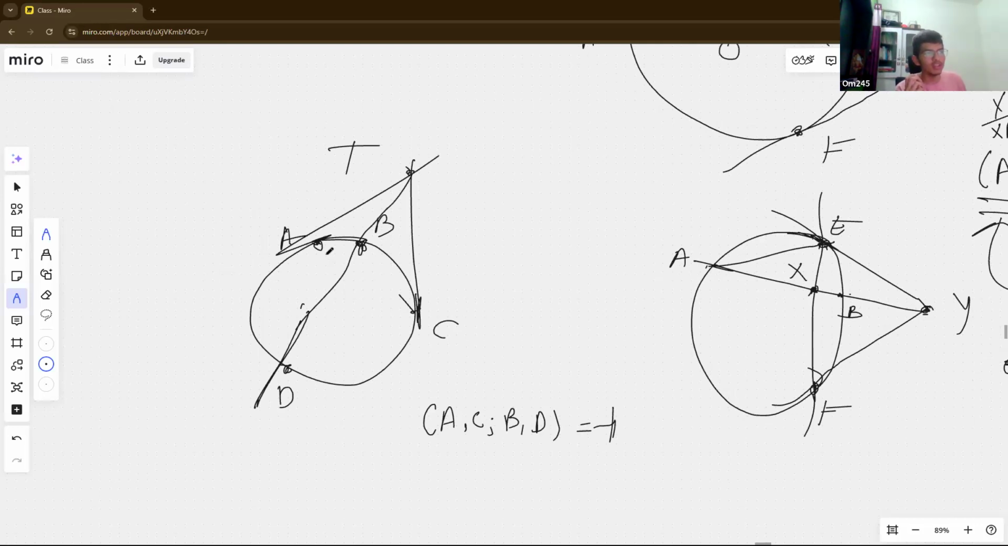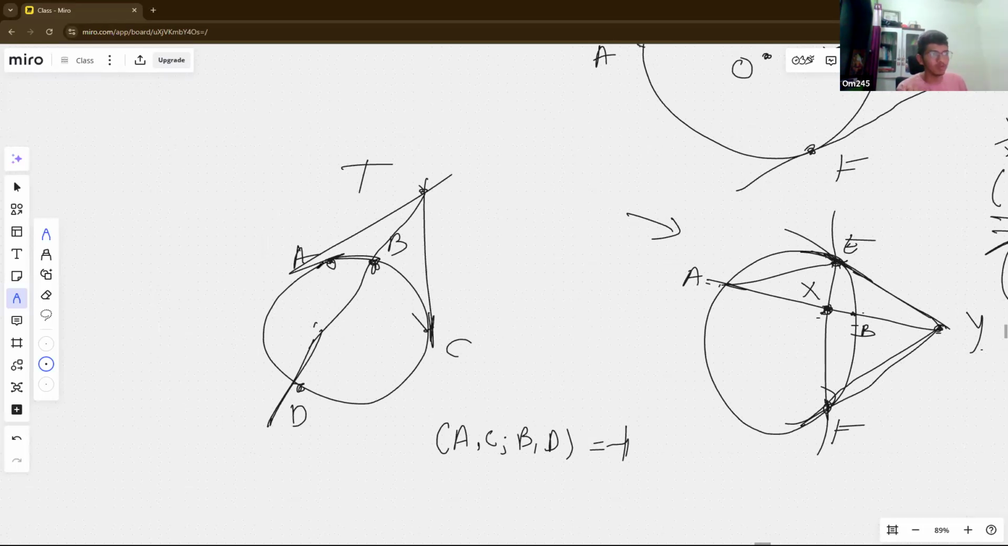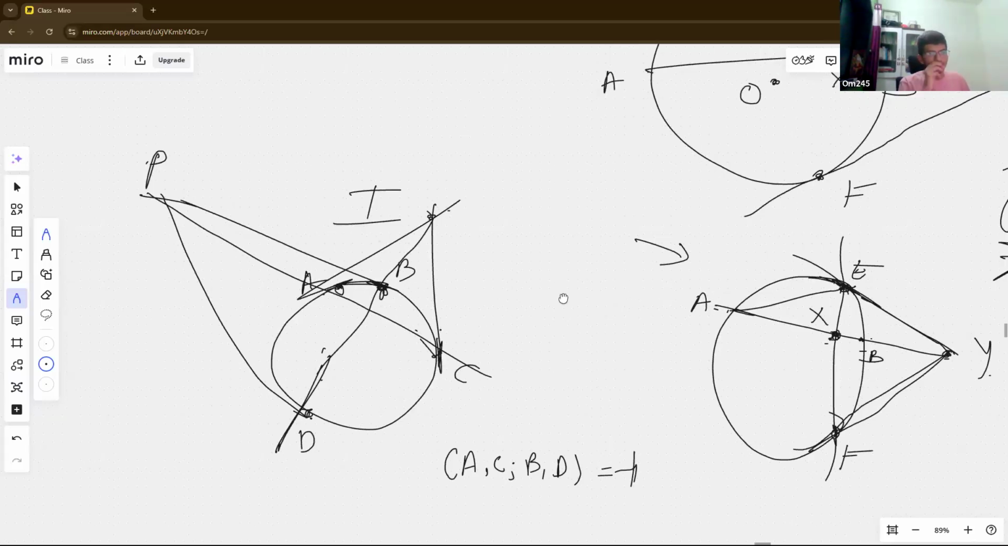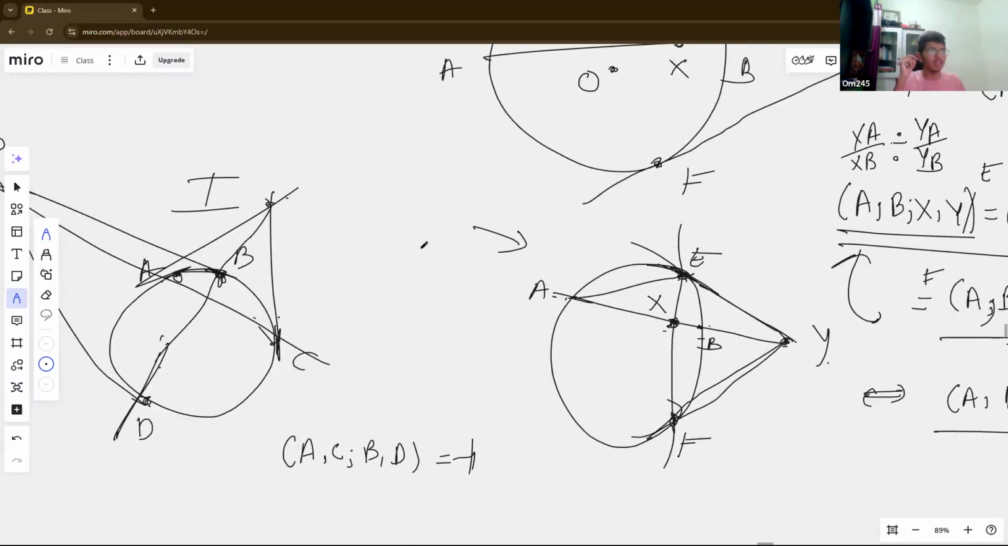So from this, if you consider the tangent from Y, EF passes through X, and X, Y, A, B are harmonic. Similarly, if ABCD is a harmonic quadrature, the tangents at A and C, if they intersect at T, then T, B, D are collinear. Similarly, the tangents at B and D intersect at a point P which is also collinear with AC. Does everyone understand this?